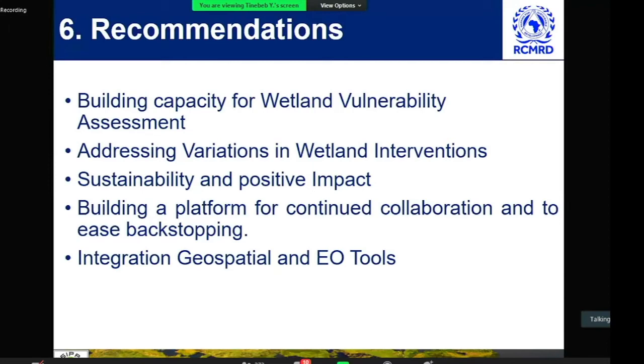And then we have seen that building a platform, like what we have done under the tool, for continued collaboration will also have a great impact and backstop wetland degradation. And the last one is that integration of geospatial and Earth observation tools has a tremendous advantage. We'll talk in the successive slides about how Earth observation has a great advantage in terms of spatial and temporal components.